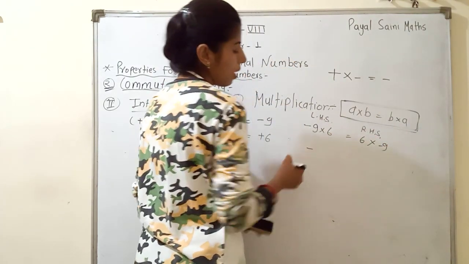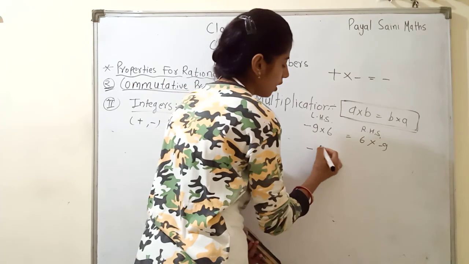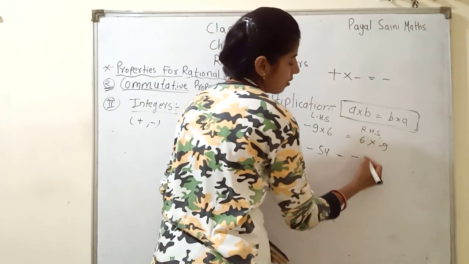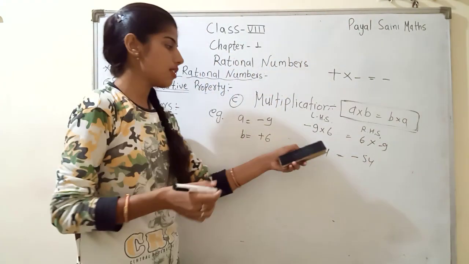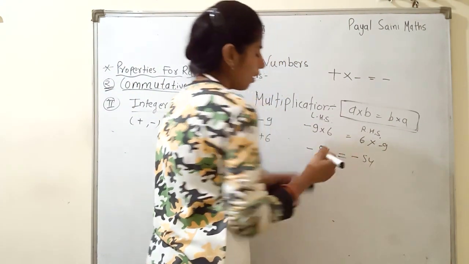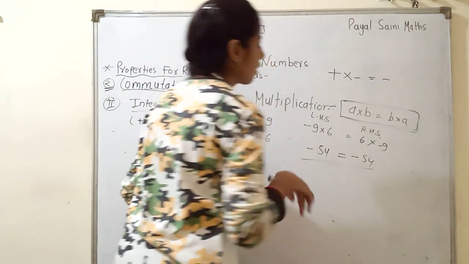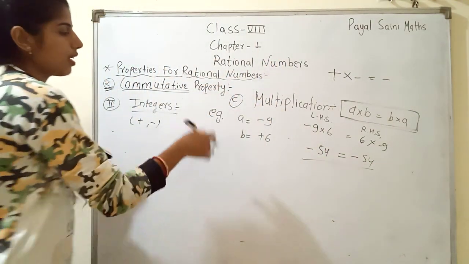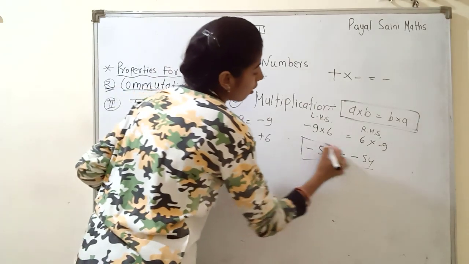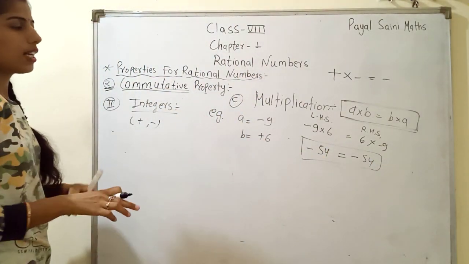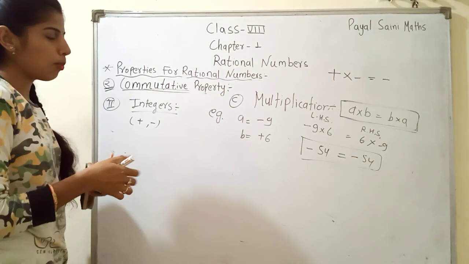Plus into minus, minus, and 9 6 are 54. And here is plus into minus, minus, and 9 6 are 54. You can see here the left side and right side answer is correct. By this we can say it's verified for commutative property.